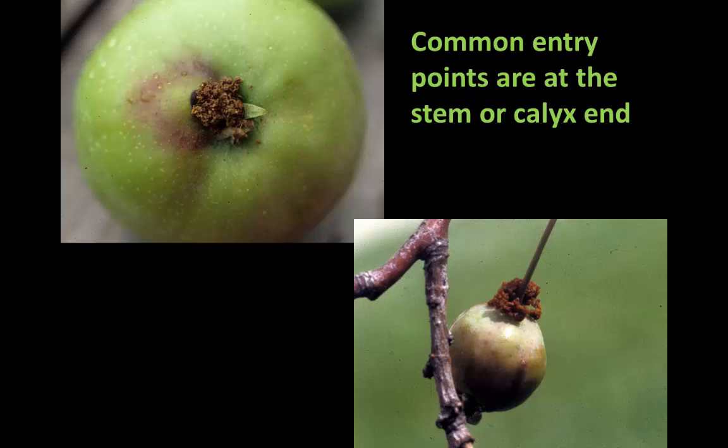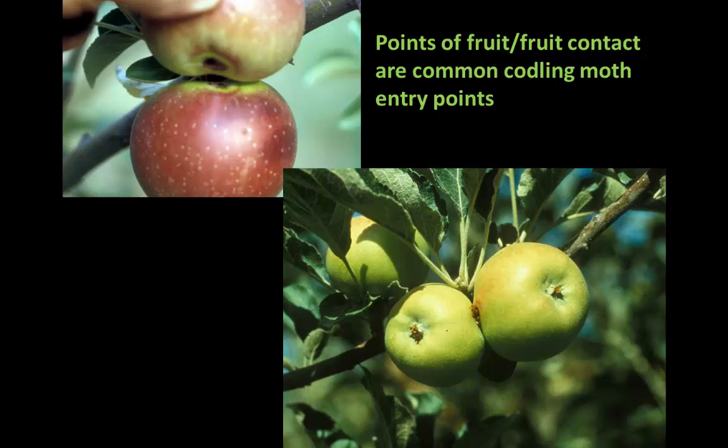Common points of entry of codling moth would be areas that are rough, so it could be the calyx end or the stem end, so that's often where they will enter the fruit, although not always. And if there's some sort of protection, such as where two fruit are touching, they will often enter in those sites too.